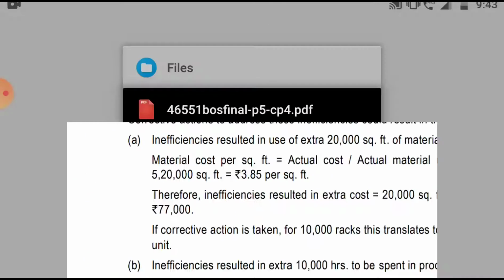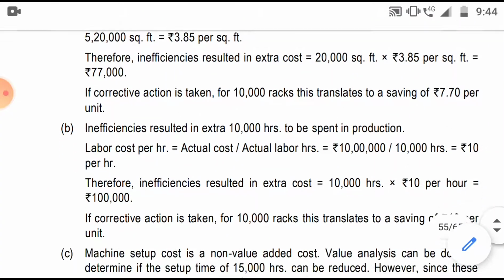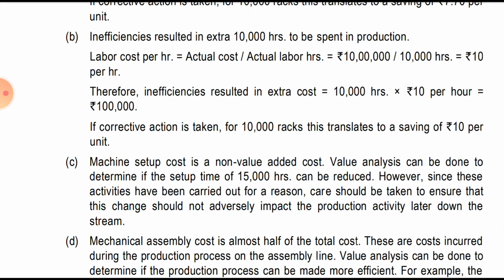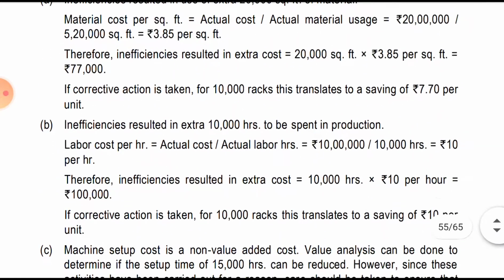The same way for inefficient labor, what we will do is first divide 10 lakh by 1 lakh, we will get 10 rupees. That 10 we will multiply by the difference of 1 lakh minus 90,000, that is 10,000. So we'll get again 1 lakh, and that 1 lakh we will divide by 10,000 units for per unit, so we'll get 10. So at the end we are getting 10. So the corrective action for 10,000 is to translate to a saving of 10 per unit, the same way which we have used in calculation of the material above.